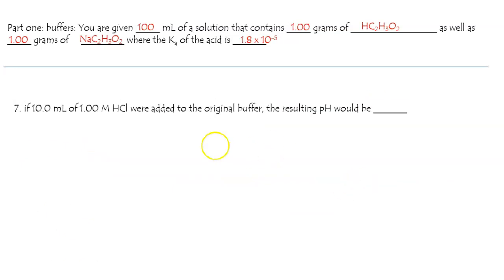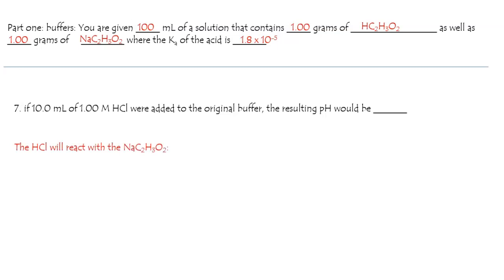Question number 7. If 10 mils of 1 molar HCl was added to this original buffer, what will the pH be? Well, we better do the stoichiometry out, because if this is excess, it'll just dominate the pH and it'll go flying down to like 1 or less. But if we still have excess buffer, then the solution should remain buffered and it won't change by too much.